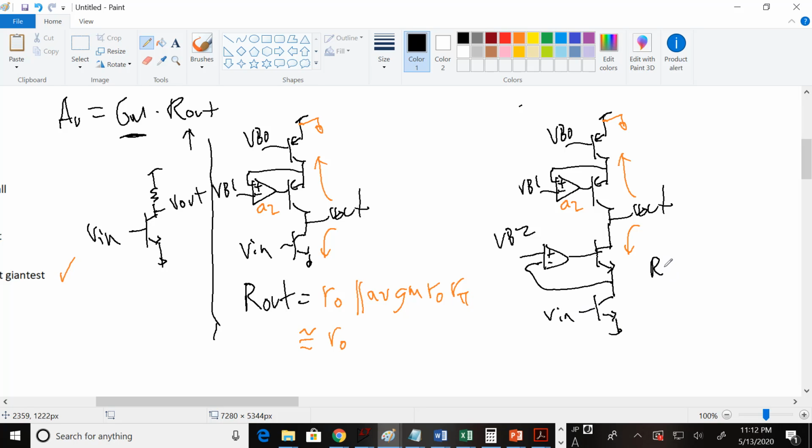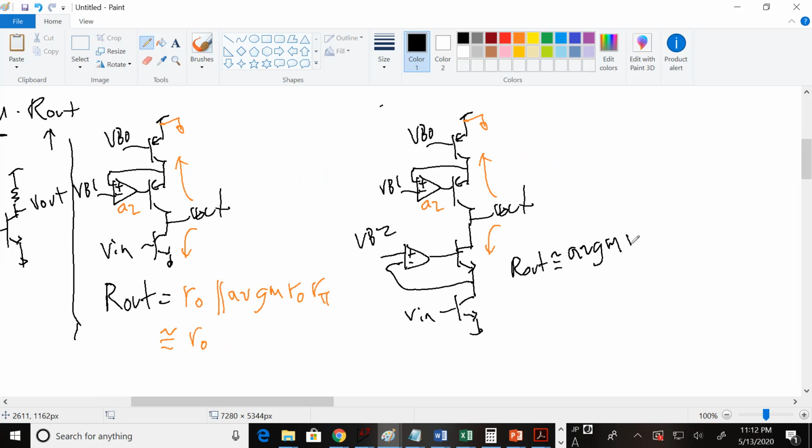And now your R out will be approximately, if you assume the amplifiers and the ROs are the same, AV GM RO R pi over 2. And this is going to be much bigger than this R out. Assuming that the AV and the GM cancel each other out, now you've got 100,000 times 10,000 divided by 2, which is going to be much bigger than this RO here. So that's for the gain stage.